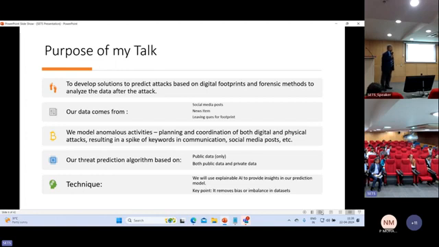Now, our threat prediction algorithm is based on public data. We can use it, and it can also use both public data as well as private data. Data is very important. As I said, it is like a story. While you're telling a story, what is important is that I can understand based on that. So what we have been able to do is use what we call explainable AI techniques to model and see what kind of insights we can use in our prediction models.